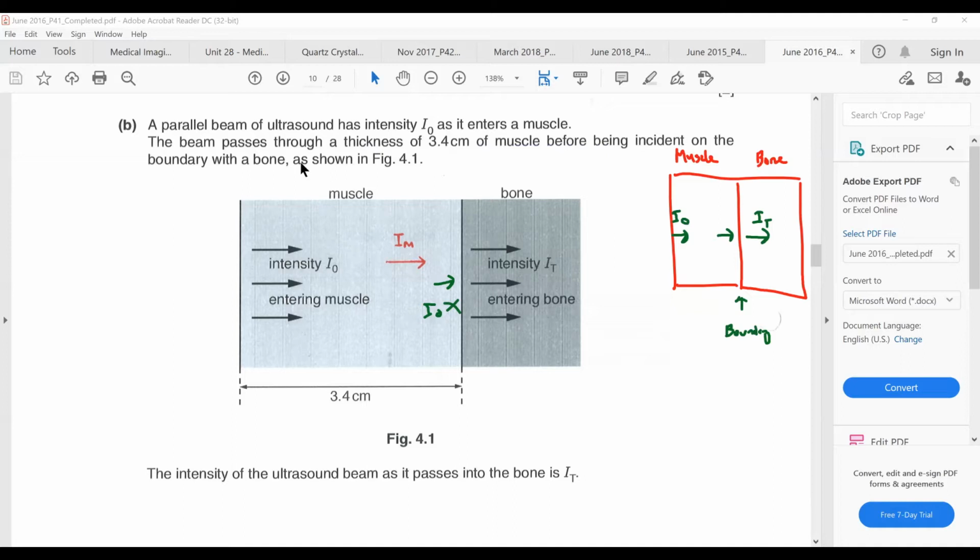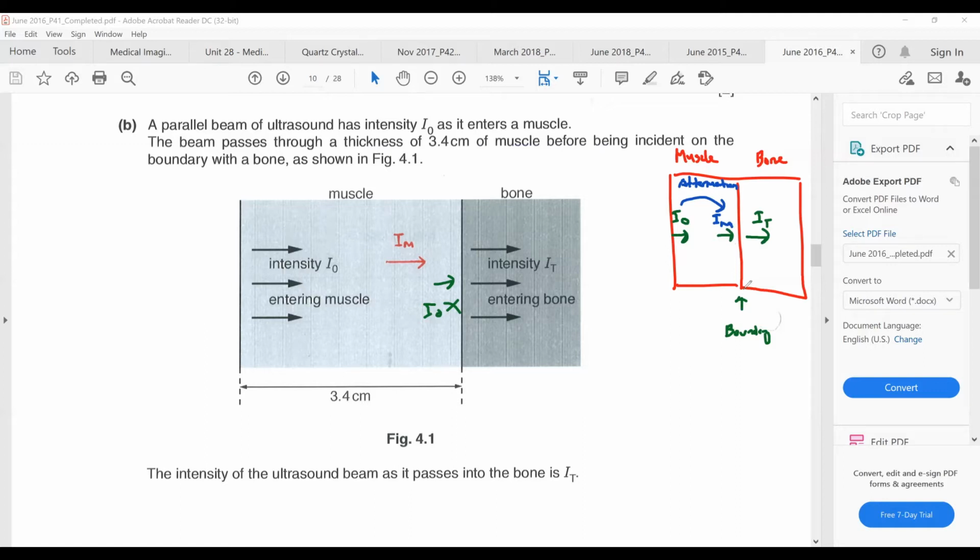From here to here, you actually have attenuation. Your intensity here would not be the same as the intensity here. It will be some value, which is IM. Maybe I just represent it by the symbol IM.